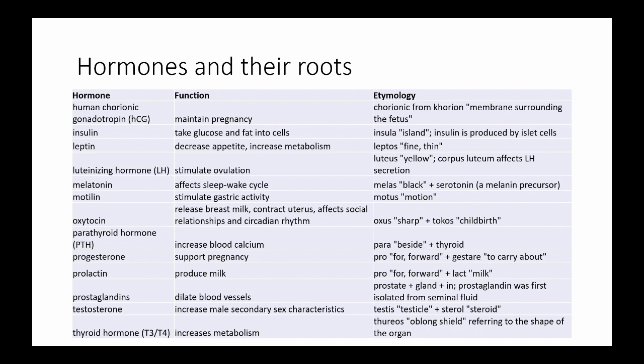Luteinizing hormone, or LH, stimulates ovulation. It comes from luteus, meaning yellow. This is the same root that corpus luteum includes. A corpus luteum affects LH secretion.